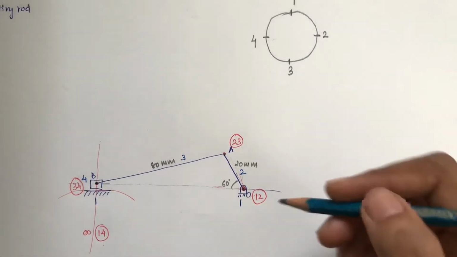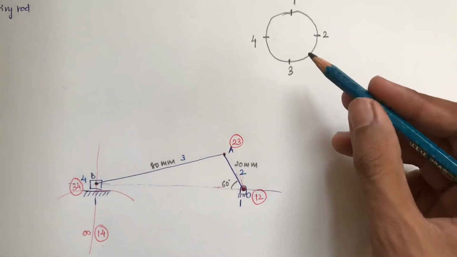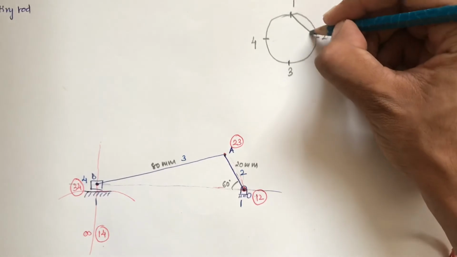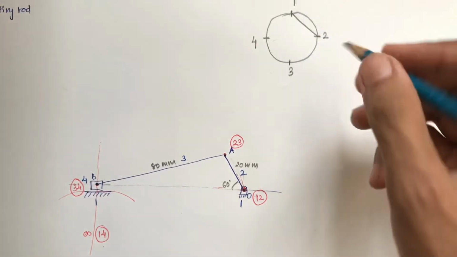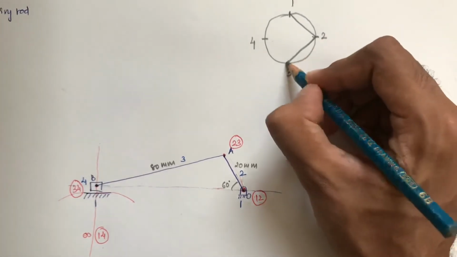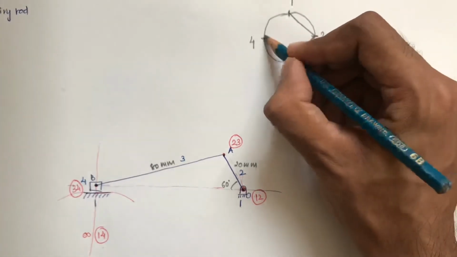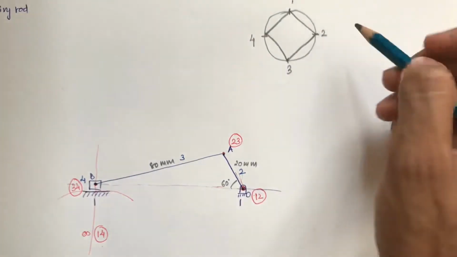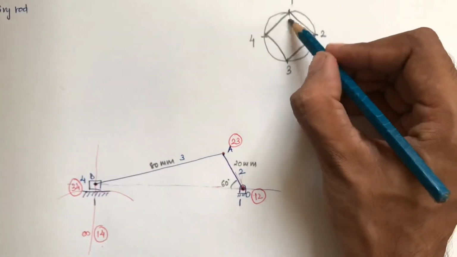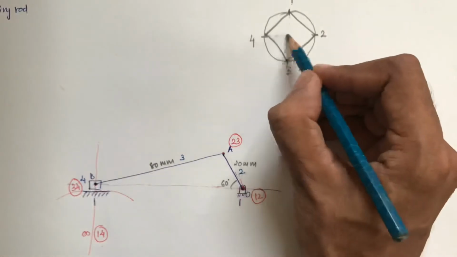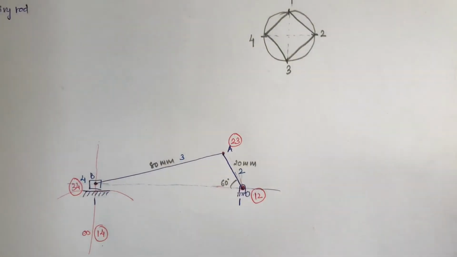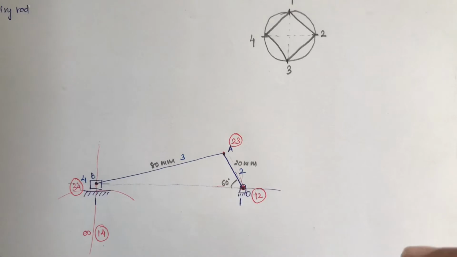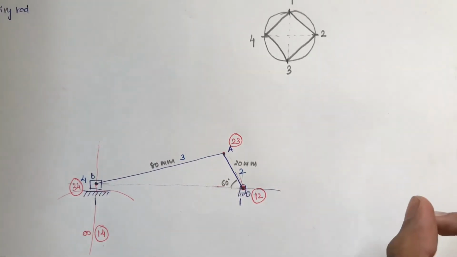So let us draw the available instantaneous centers in this circle. 1 and 2 is available, so I will draw it with an object line or dark line. 2 and 3 is available, 3 and 4 is available, and 4 and 1 is available. Now which are the remaining? The remaining lines are 1 and 3, which is not there, and 2 and 4, which is also not available. But it is not necessary to find all instantaneous centers. According to our question, we will find the required instantaneous center.